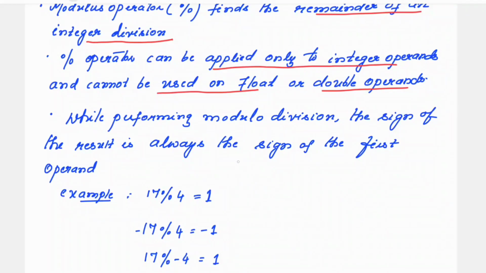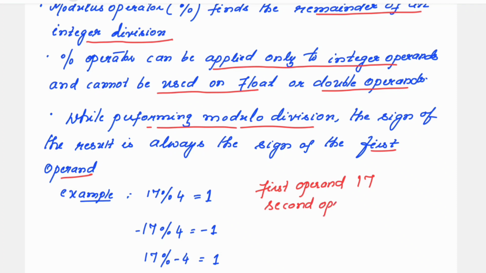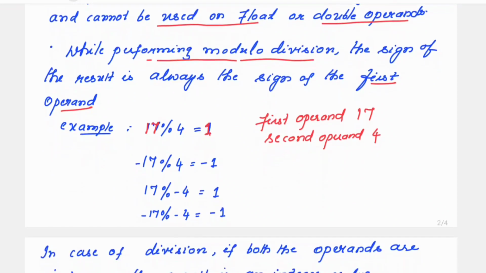And the second point with respect to the modulus operation, remember the sign of the result is always the sign of the first operand. For example, 17 modulus 4, the remainder is what? 1. The first operand here in this example is 17 and the second operand is 4. So when you perform the modulus operation, the result will always have the sign of the first operand. So here it is plus, and by default plus we are not going to write, that's why the result is 1 and it will have the sign as plus only.